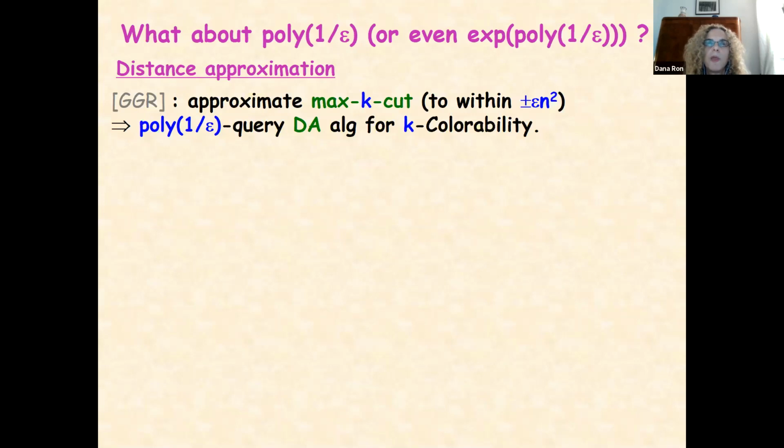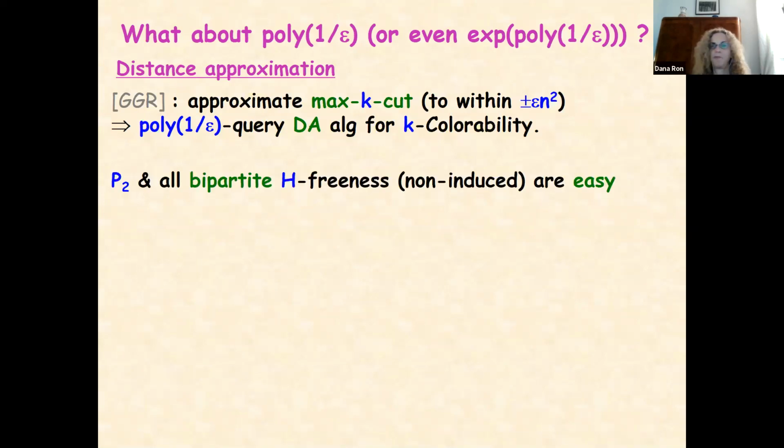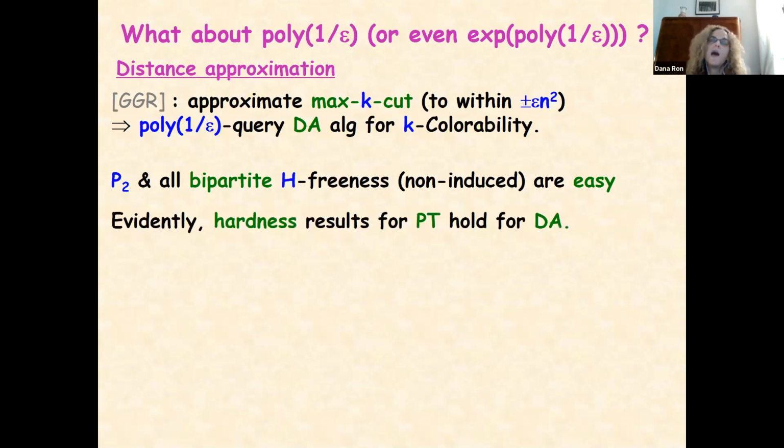Okay, now I'll say a couple of things that are kind of immediate, but still we have to see where we stand. So P2 is just an edge, so that's really trivial. But actually, you can transform the results from testing to distance approximation for all bipartite, non-induced H-freeness, basically by approximating the number of edges. So this is easy. On the other hand, this is related to the question that was asked before: since all the hardness results hold for two-sided property testing, the hardness results for property testing also transform. So we get this hardness for free.